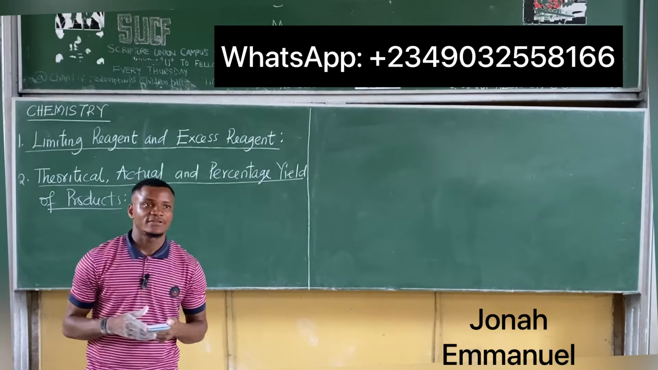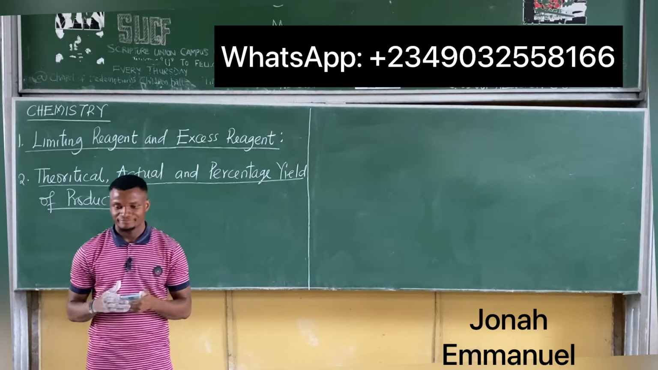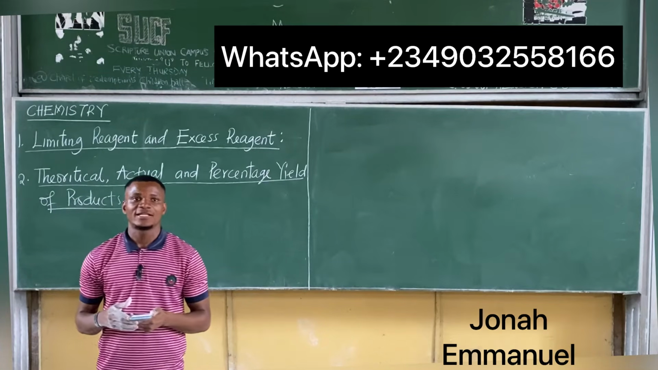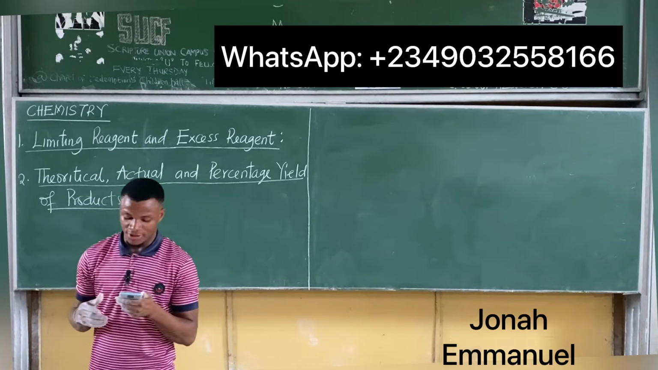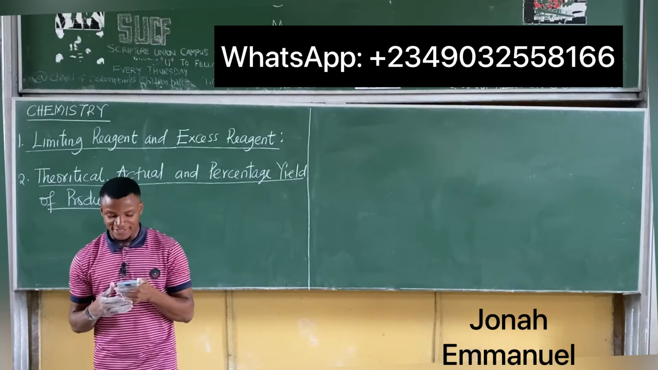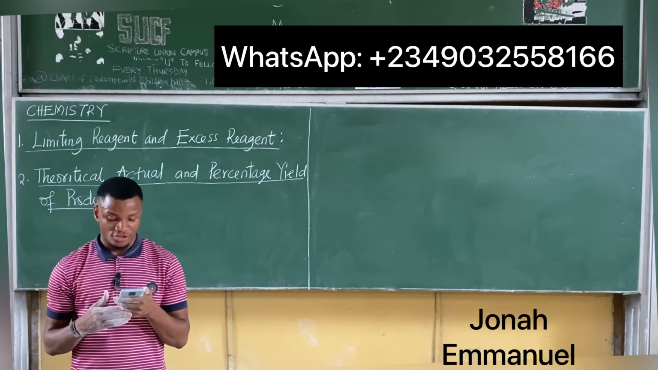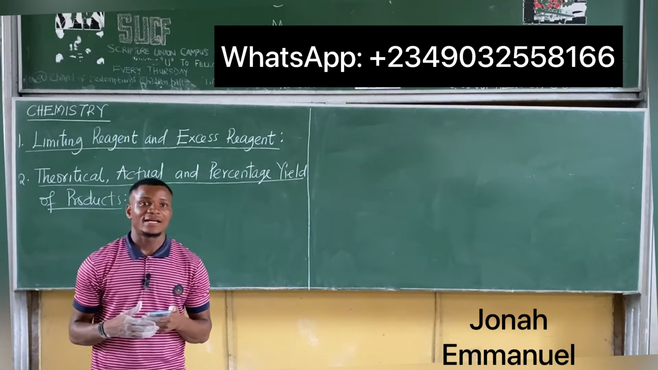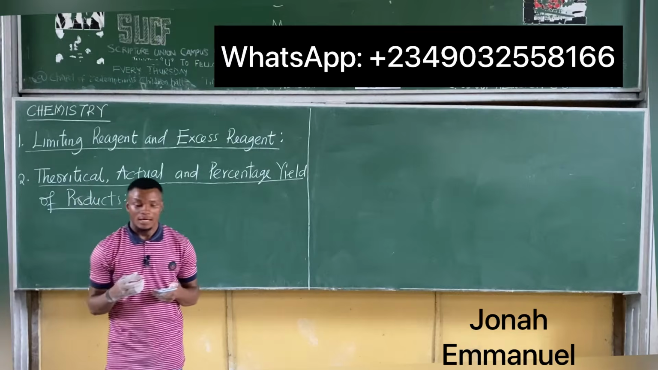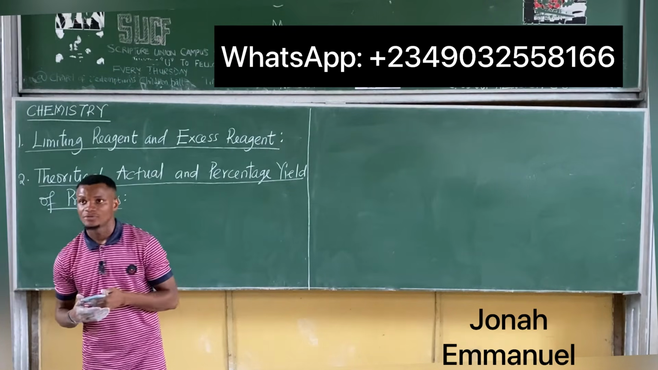Finally, let's define percentage yield. Please take that, please. Percentage yield is 100% times the actual yield divided by the theoretical yield.